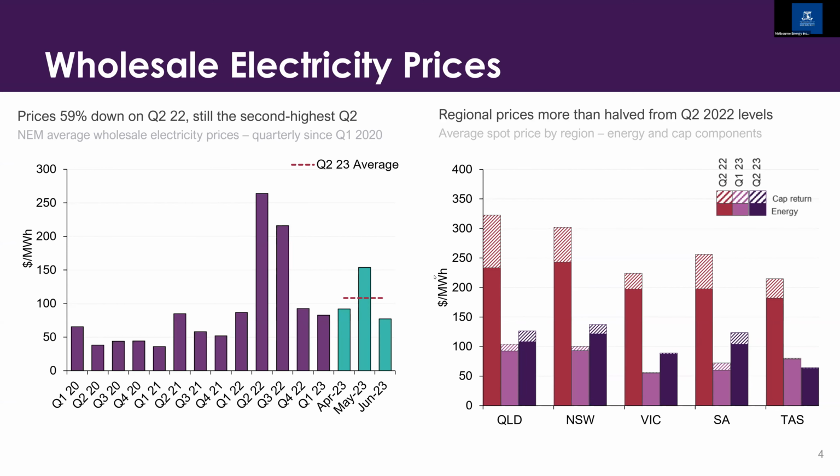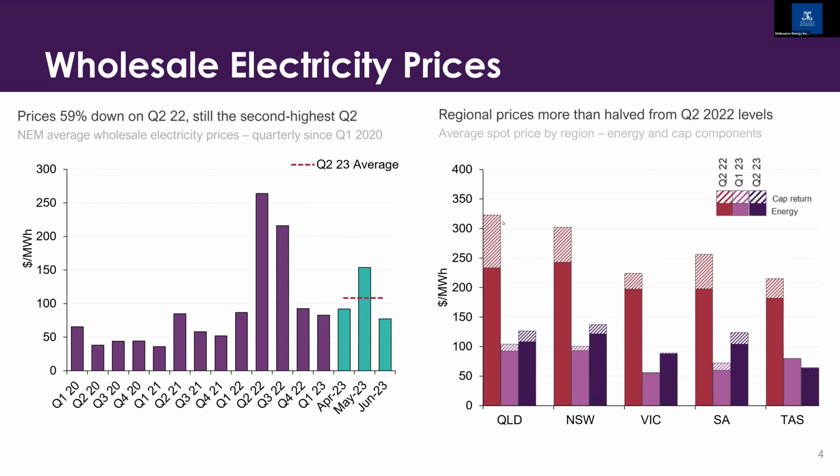Cool, so the chart on the right breaks it down by region. We've got the five NEM regions, or NEM states, and three columns per state: Q2 22, the same time last year, in the red column; Q1 23, the immediately prior quarter, in the middle just for reference; and Q2 23, the quarter we're talking about today, in the dark purple. The top of the stack is the average prices. You can see average prices have come down significantly in all regions.